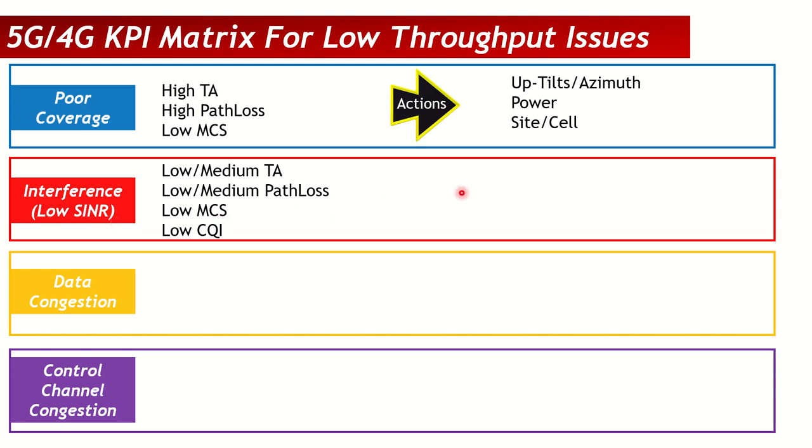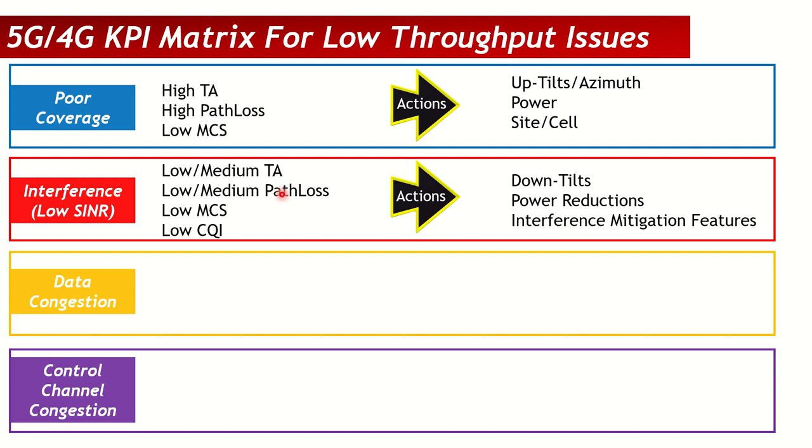Now what can we do with them? With lower SINR or high interference, we can actually go for downtilts. If you do a downtilt, the area where more cells are overlapping will reduce. That will bring down your interference and it will improve your CQI, it will improve your MCS, and overall your throughput will improve as well.